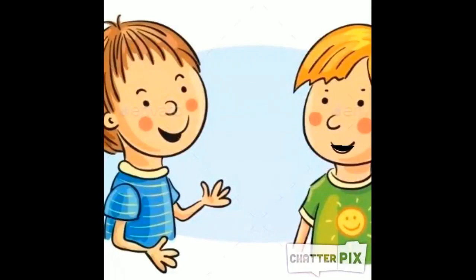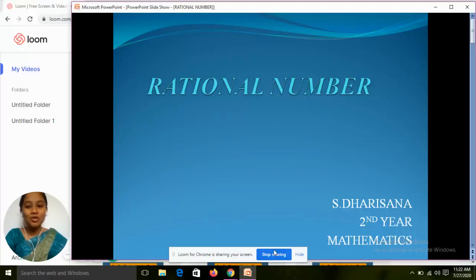Did you recall what we have learned in the previous class? Yes, we have learned how to compare rational numbers and arrange them in ascending and descending order. I hope you recall what we have learned in the previous class.